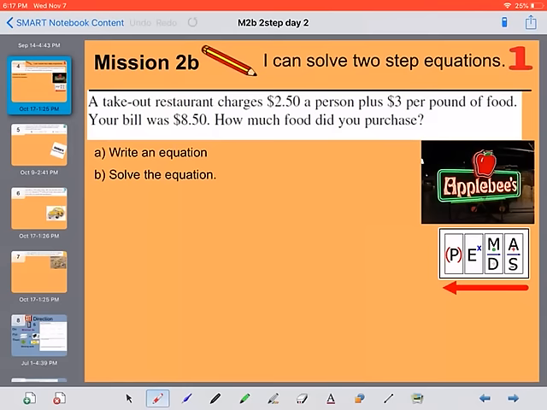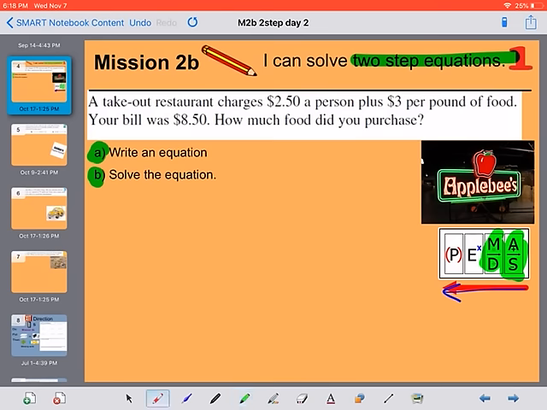Hello, today we are doing mission 2b, which is solving two-step equations. We're going to take our word problems. First we're going to write an equation, and then we're going to solve an equation. Reminder, when we get to solving, we're undoing our order of operations, getting rid of adding and subtracting, and then multiplying and dividing. So we're going to go out to eat.